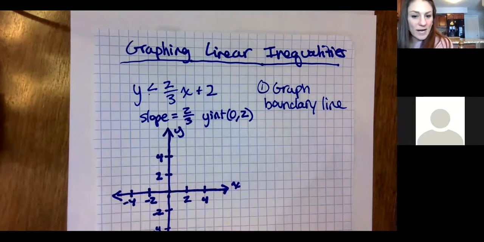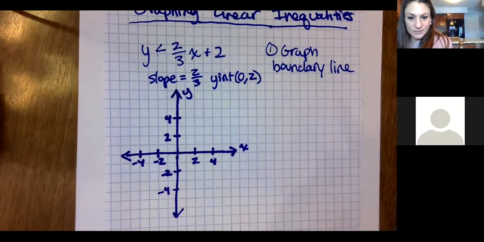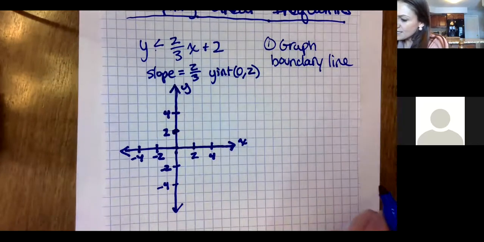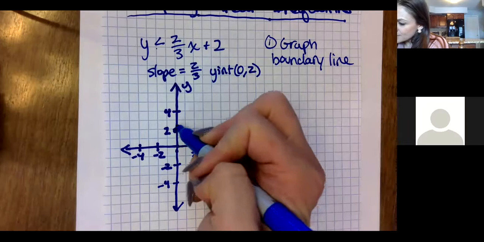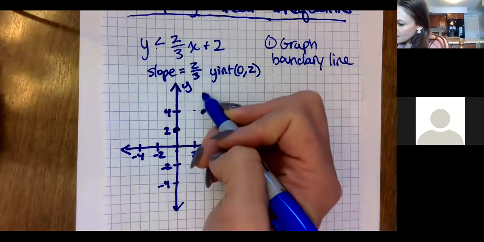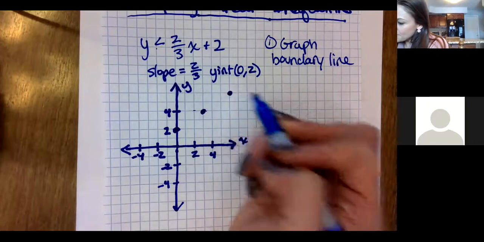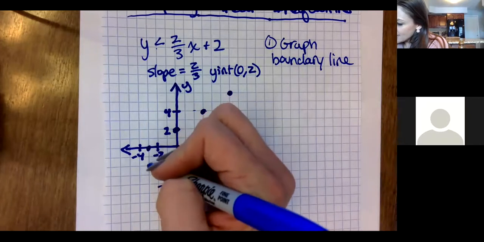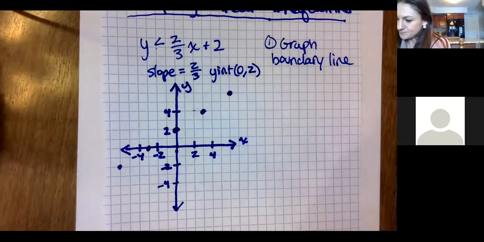All right, so my y-intercept was 2. So I'm going to put a point at 0, 2. And then my slope was 2/3. So I'm going to go up 2 and to the right 3 and put a point. Up 2 and to the right 3. To reverse that, I'm going to go down 2 and to the left 3, down 2 and to the left 3.